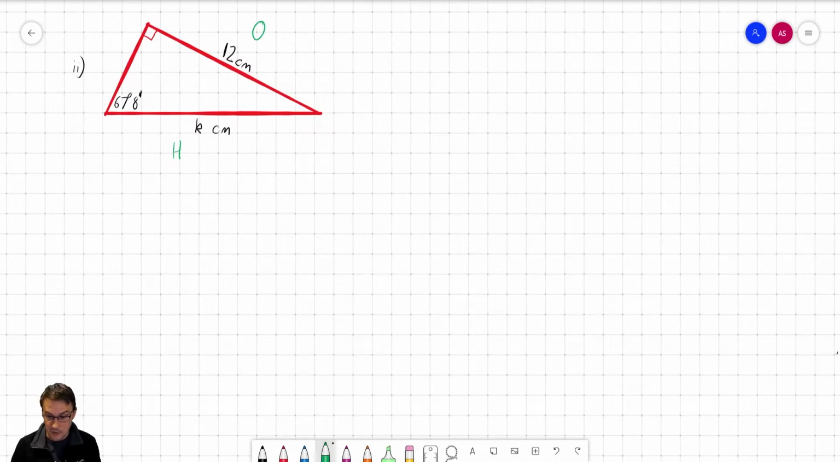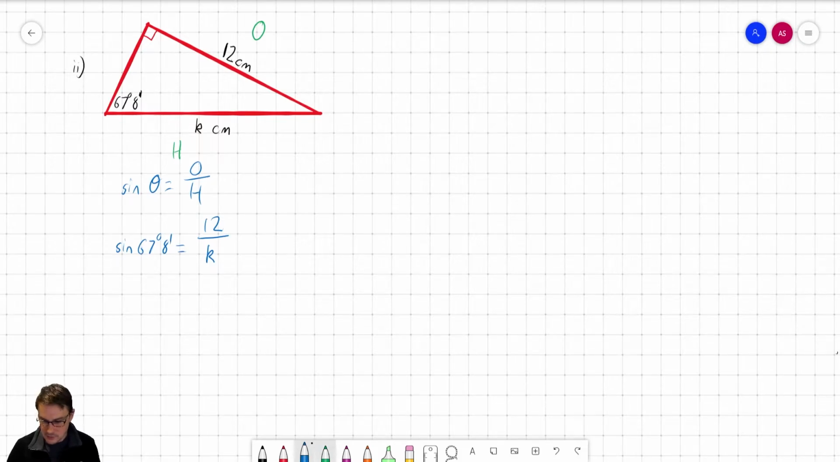Now, based on that of opposite and hypotenuse, the ratio we're going to use is sine theta is equal to opposite over hypotenuse. That's the one we're doing here. So we're going to substitute these values into it. So we're going to have sine of 67 degrees and 8 minutes. That's going to be equal to 12 over k, because that's the side we're finding here.